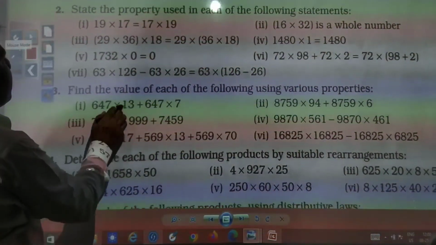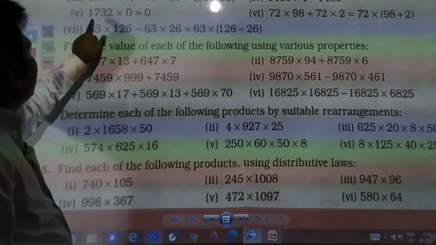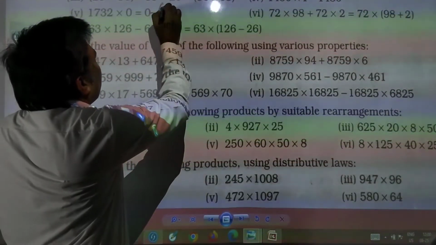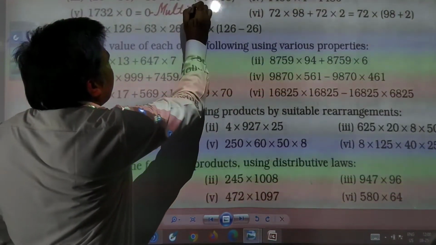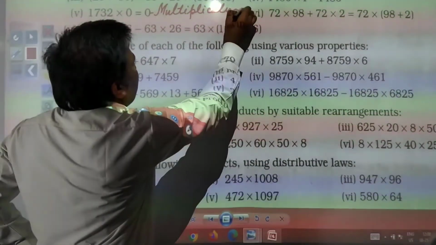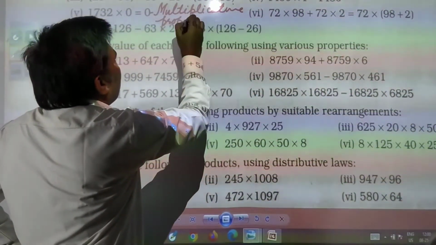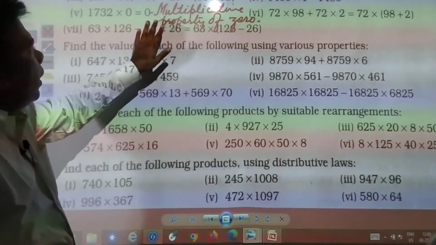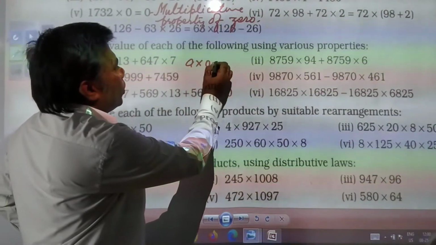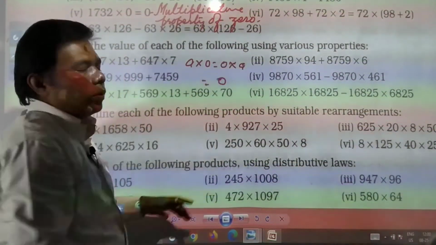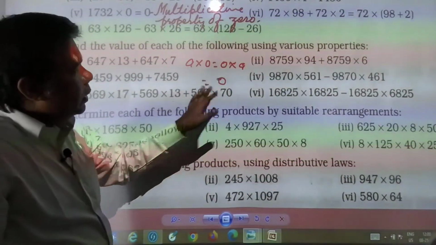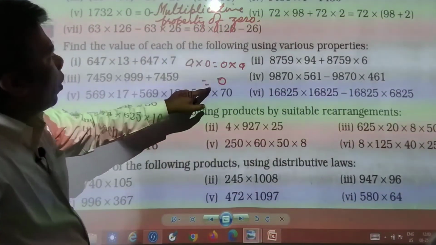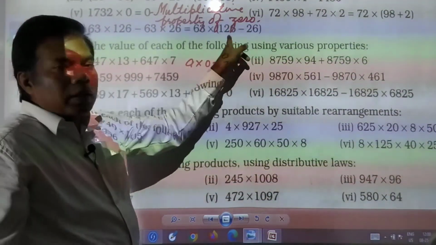Next you see 1732 into 0 is equal to 0. So this is multiplicative property of 0. That is required to be remembered. If any whole number you have a into 0 is equal to 0 into a, and that is equal to 0. So if a whole number is multiplied by 0, then the product you will get is 0, and that law is called multiplicative property of 0.